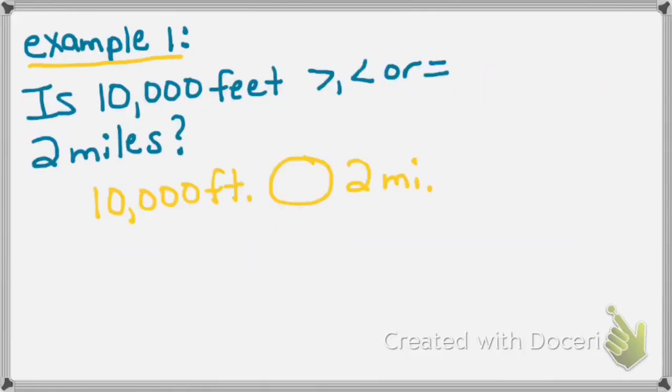The only problem here when I want to do this conversion is I can't just compare 10,000 to 2 because my units are different. I have 10,000 feet and 2 miles. A foot is 12 inches. That's like the size of a ruler. But a mile is walking from the middle school to Stokes, back to the middle school, back to Stokes, and back to the middle school. So a mile is much, much, much longer than a foot.